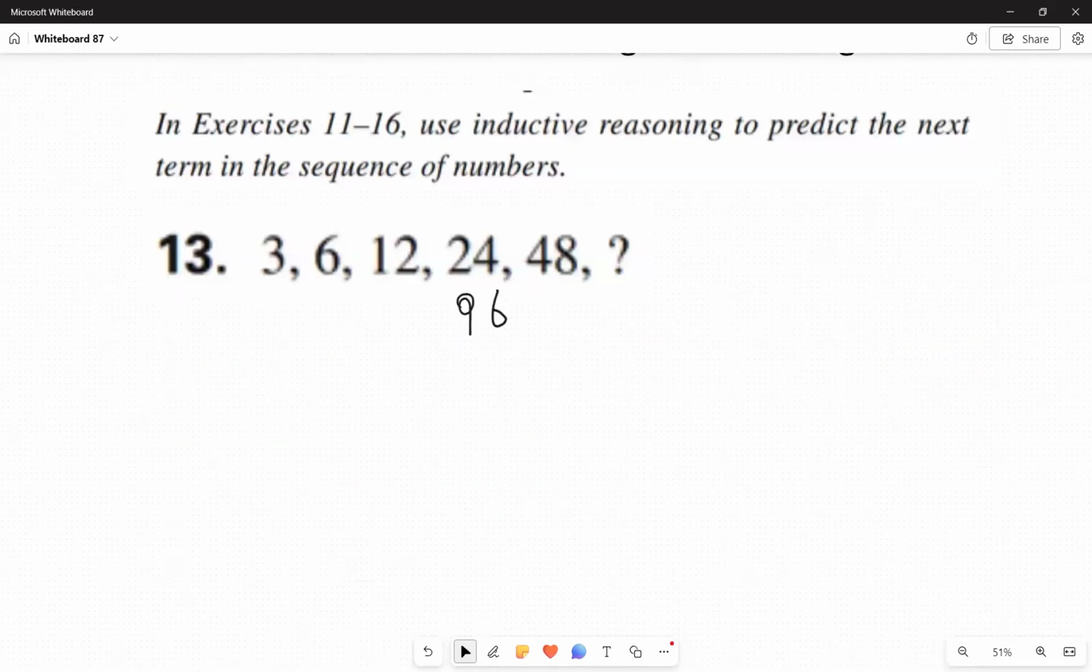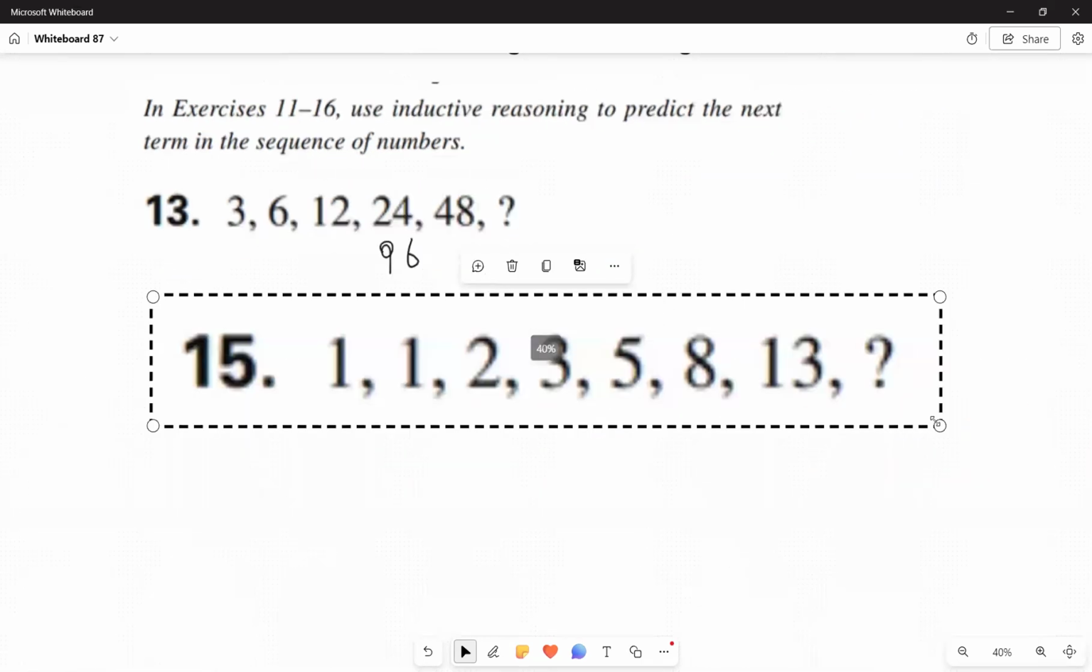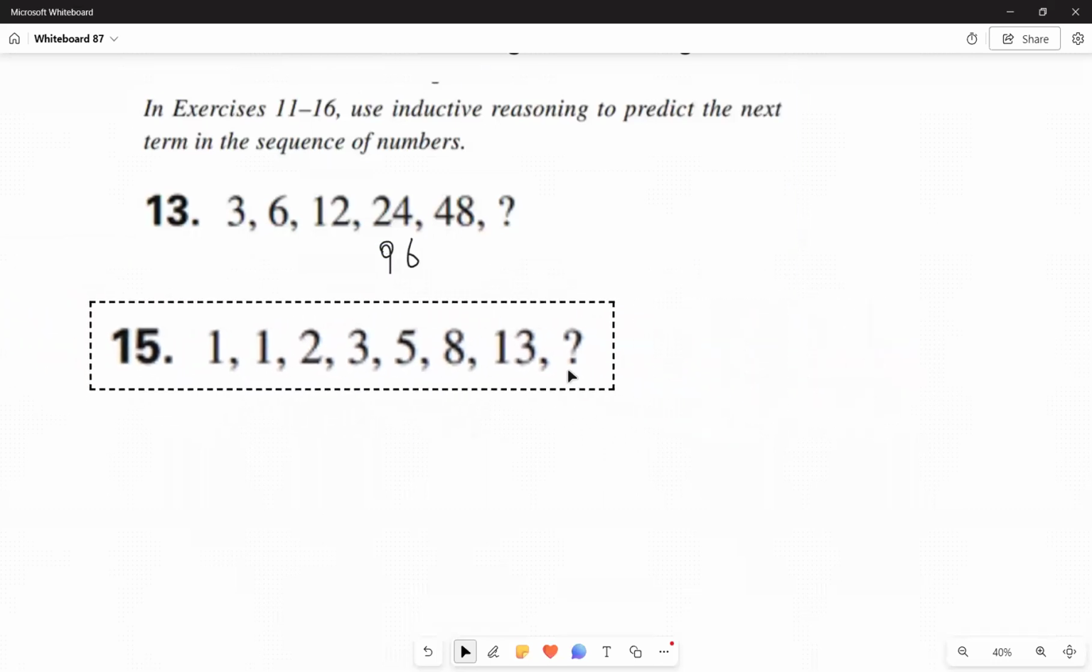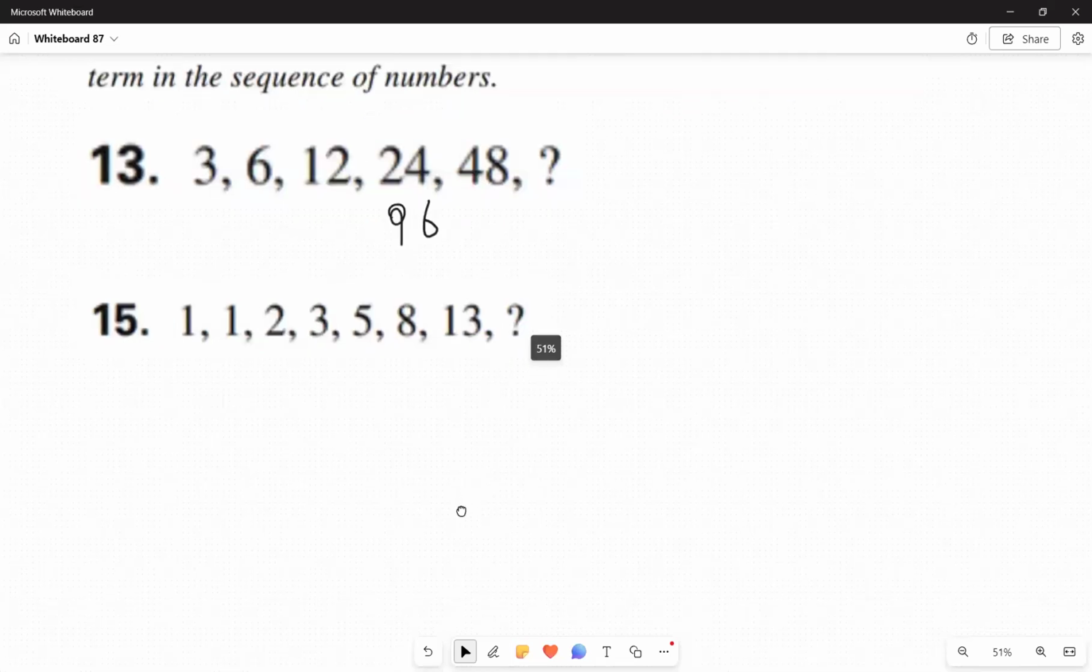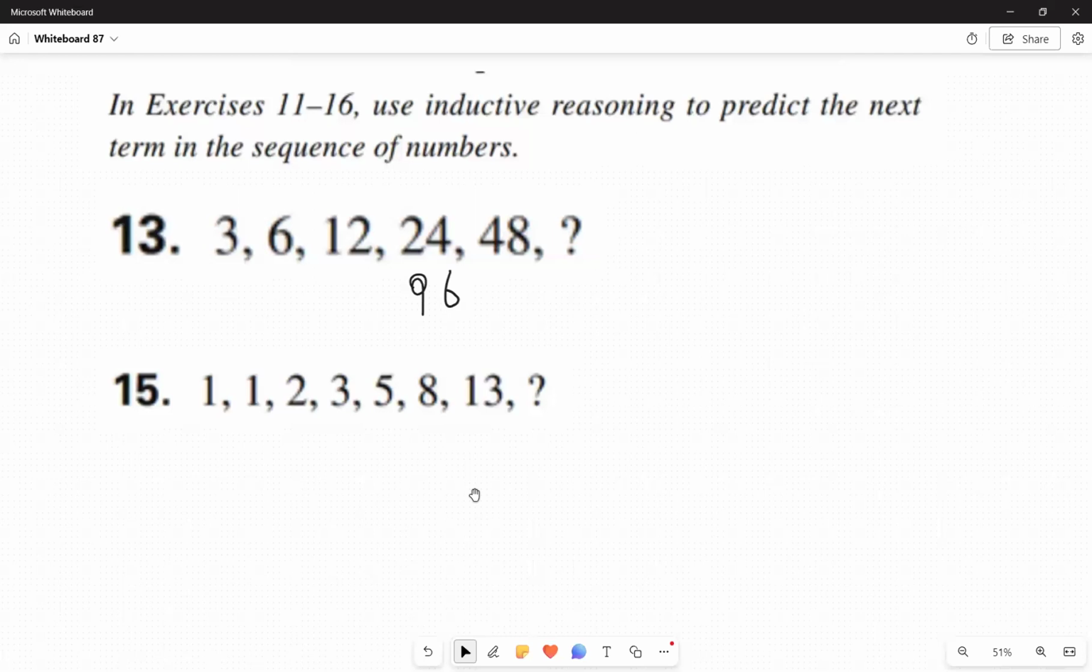And in number 16, we also have a sequence of numbers. We use inductive reasoning to predict the next term. The first terms are 1, 1, 2, 3, 5, 8, and 13. The pattern here is that the next term is the sum of the previous two. So 1 plus 1 is 2. 1 plus 2 is 3. 2 plus 3 is 5. 3 plus 5 is 8. And 5 plus 8 is 13. So if this pattern continues, the next term is going to be 21.